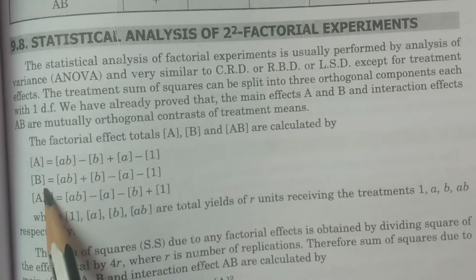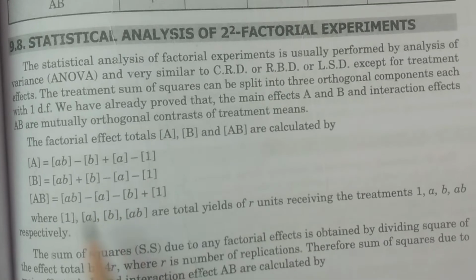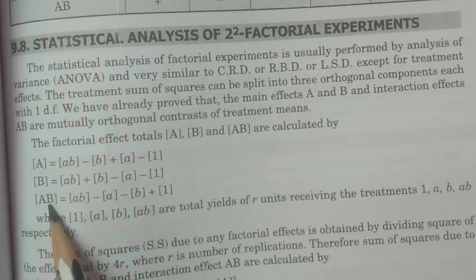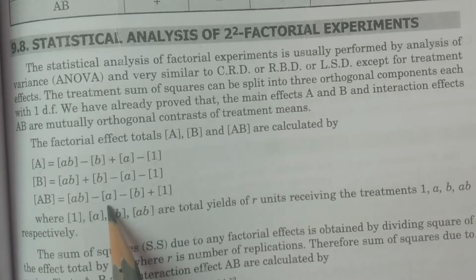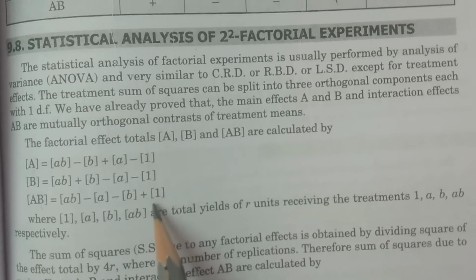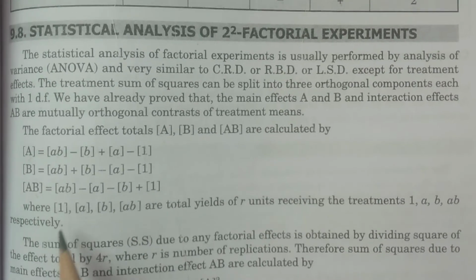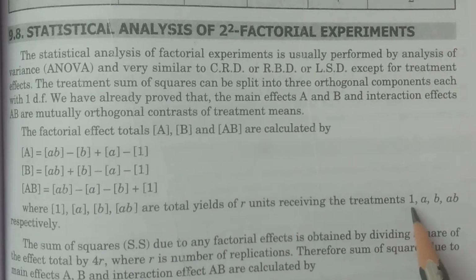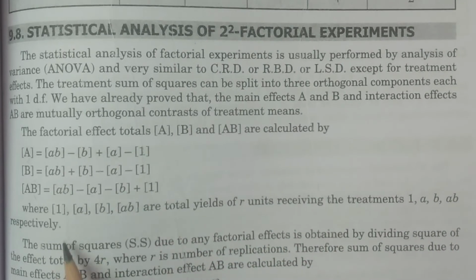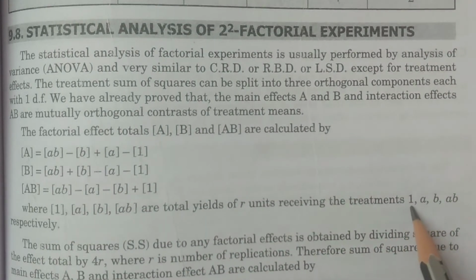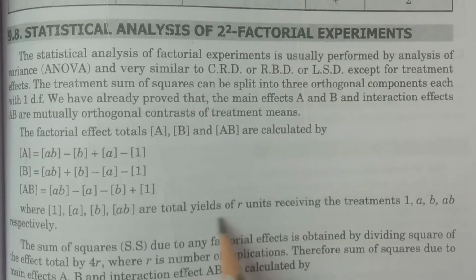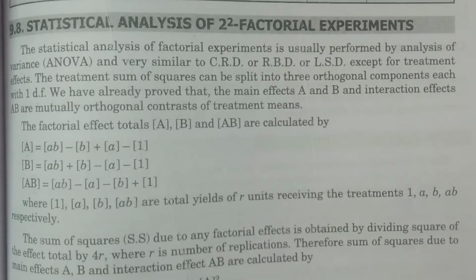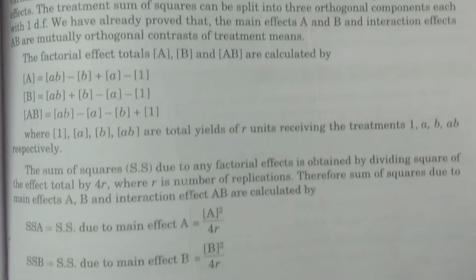Similarly, [B] = [AB] + [B] − [A] − [1], and the total with respect to interaction effect AB is [AB] = [AB] − [A] − [B] + [1], all with square brackets, where [1], [A], [B], [AB] are the total yields of the r units receiving the treatments 1, A, B, AB respectively. The square bracket 1 is the total yield of the r experimental units receiving the treatment 1. Similarly the remaining.